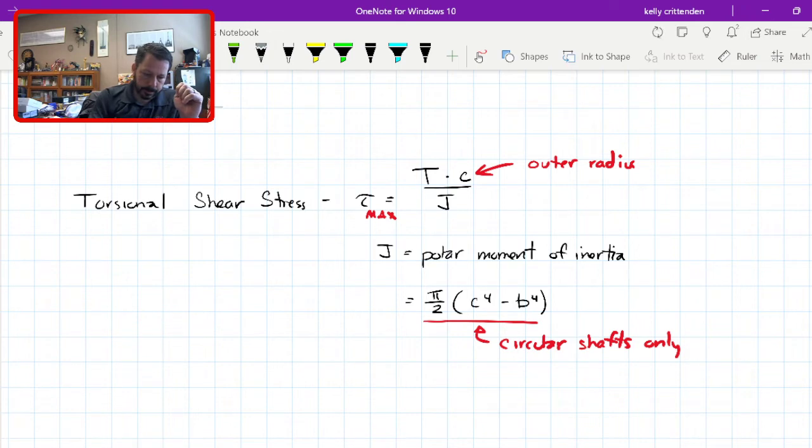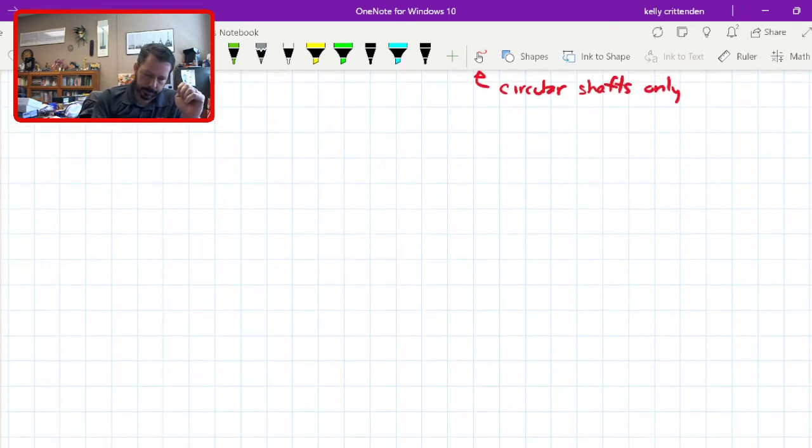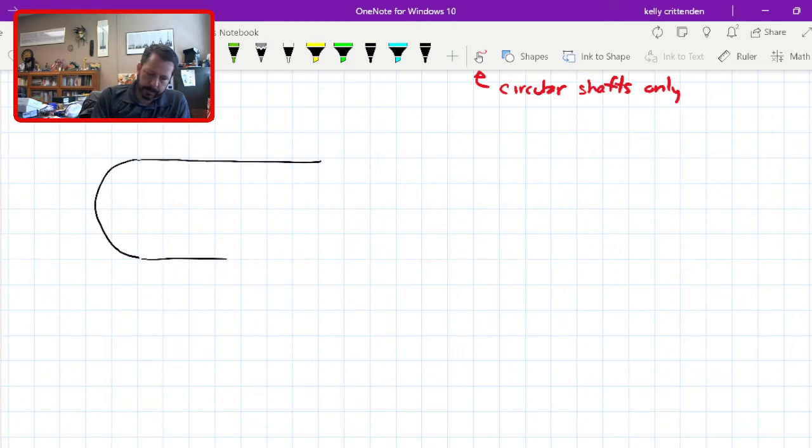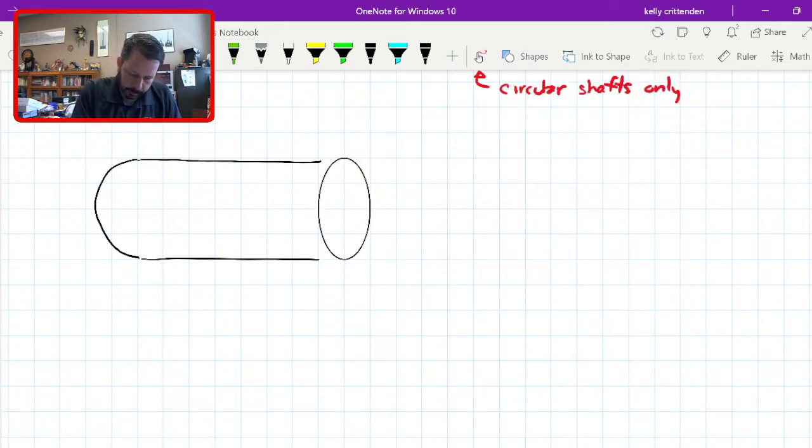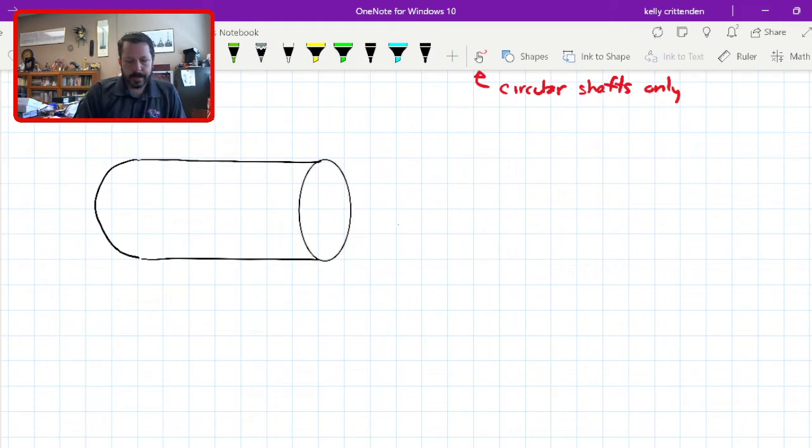So we also drew a picture kind of like this, where we had a shaft. I'm going to try and put a more perfect end on it there. Okay, and imagine, well, it had torque applied to it, right?